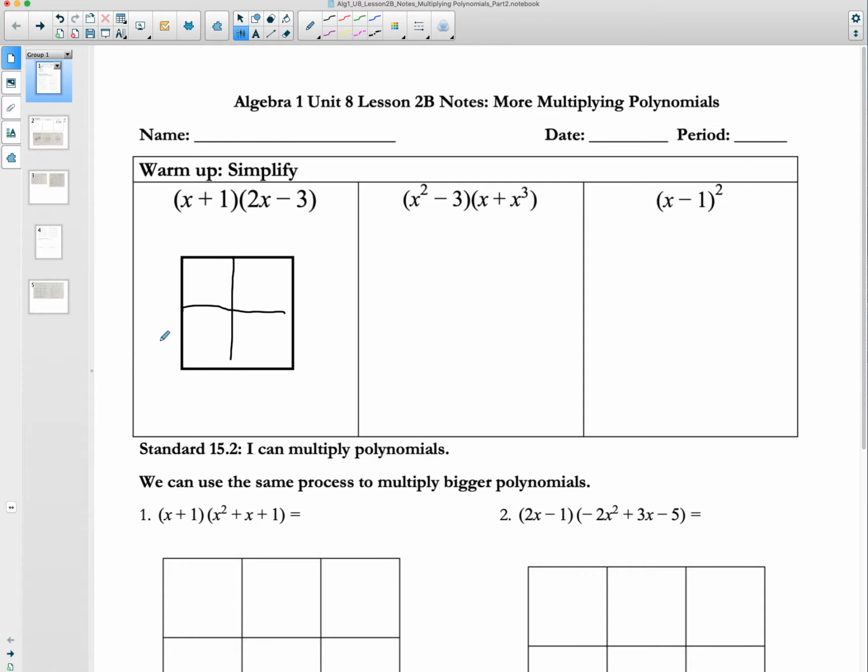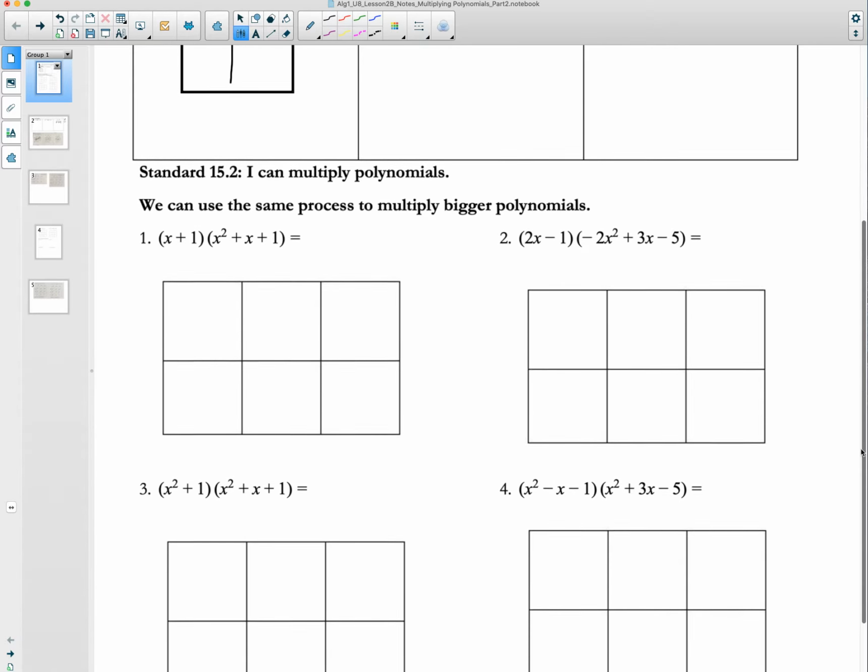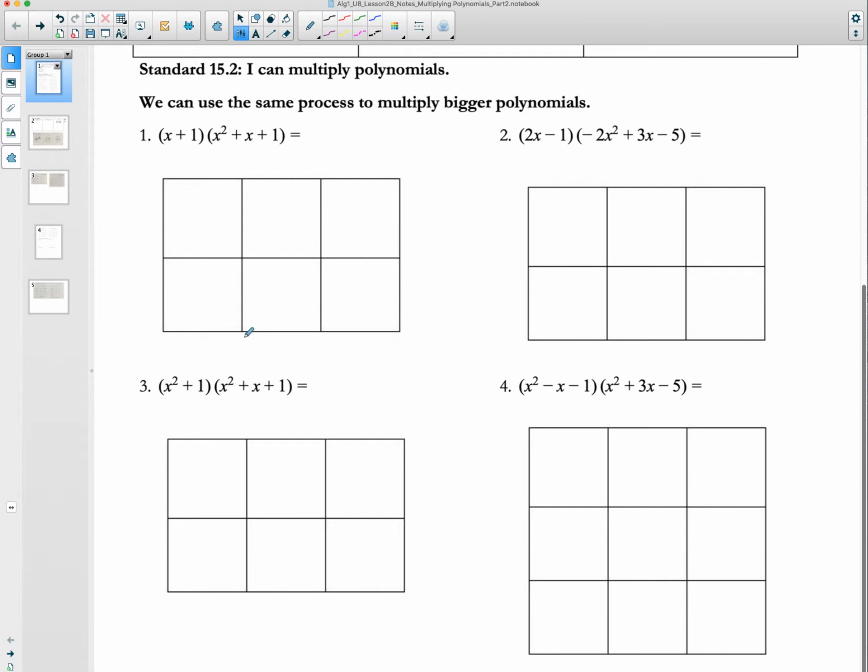All right, so I'm going to go back to our sheet here and really talk about what we're going to do now. If you look at number one here, we have a binomial like we did yesterday, but now we have what we call a trinomial because it has three terms. And so notice now we have a 2 and a 3 here.